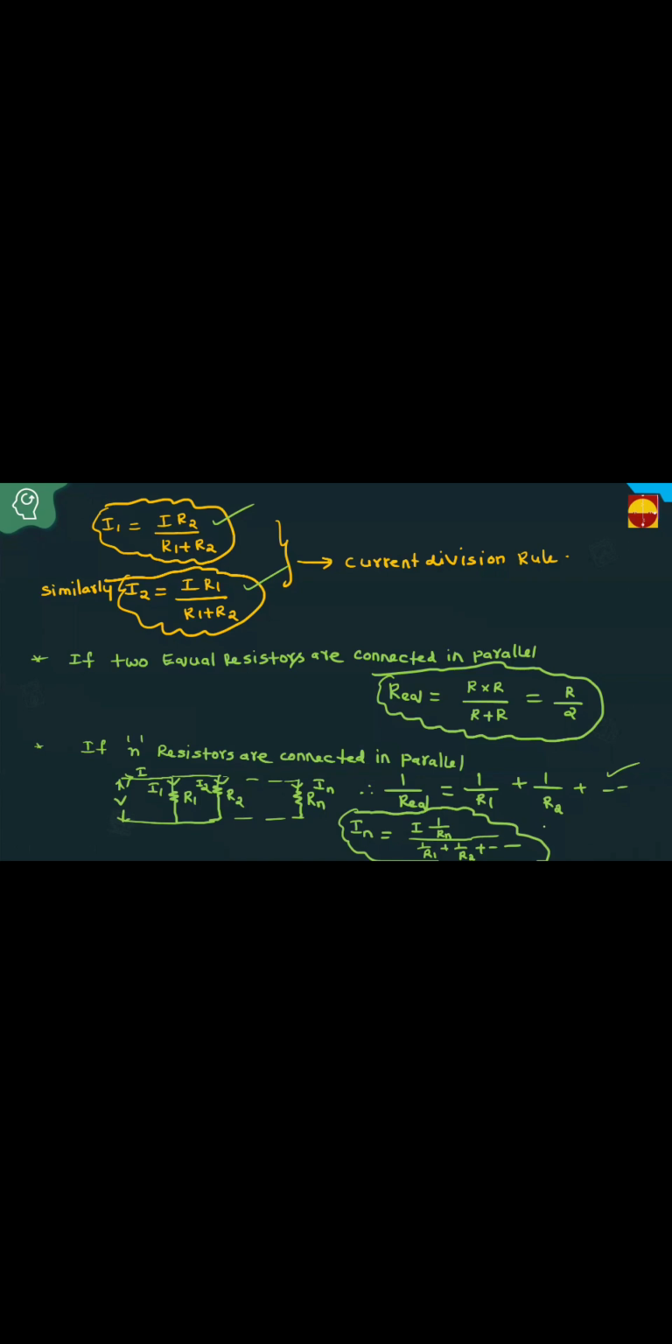We can also write it in terms of conductance. What is 1 by resistance, friends? 1 by resistance is nothing but conductance. So In equal to I into Gn by G1 plus G2 plus and so on. If you take conductance, In equal to I into G; if you take resistance, I into 1 by R. See the concept, friends. If two resistors are there, how to apply the current division rule? Simply the total current into the opposite resistance by the total resistance.